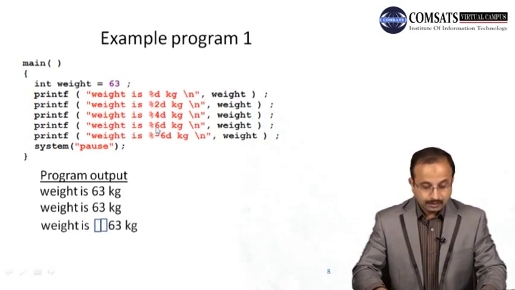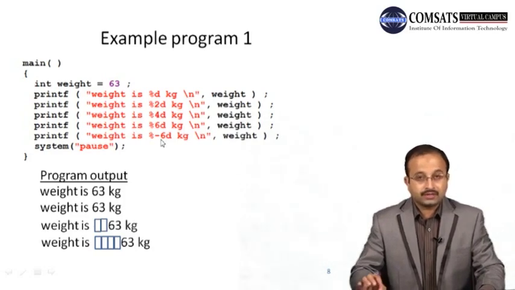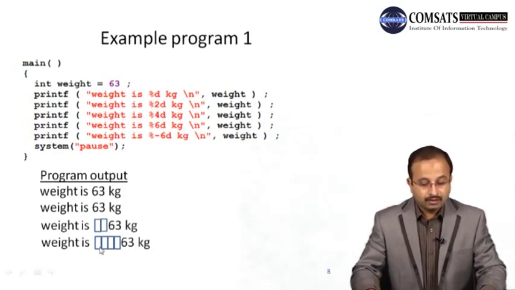Next the field length is 6, so it will be like this. So 1 2 3 4 spaces and 2 spaces for the digit 63. So the field length is 1 2 3 4 5 6, and you have 2 digits here, and they are right justified. Why? Because there is no negative sign over here. There is no negative sign with 6. In the next printf we have minus 6d. So minus 6, now we have the negative sign appearing.